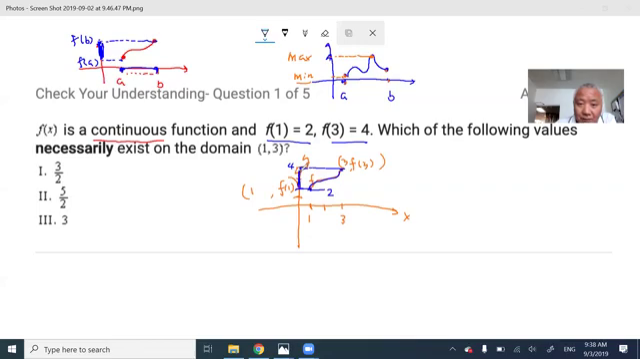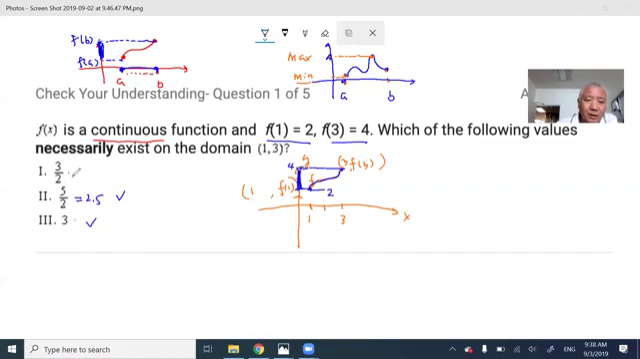This is exactly the intermediate value theorem. So we can see that any value in between 2 and 4 will be good for the function value. So this one equals 2.5, okay, right? And this one is 3, also in between 2 and 4. That's good. Any number between 2 and 4, like this one here, will be a good one. So this one is also a good one.